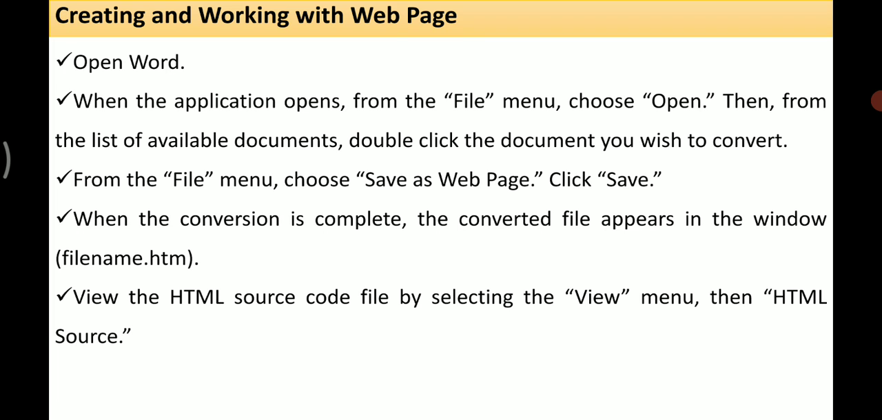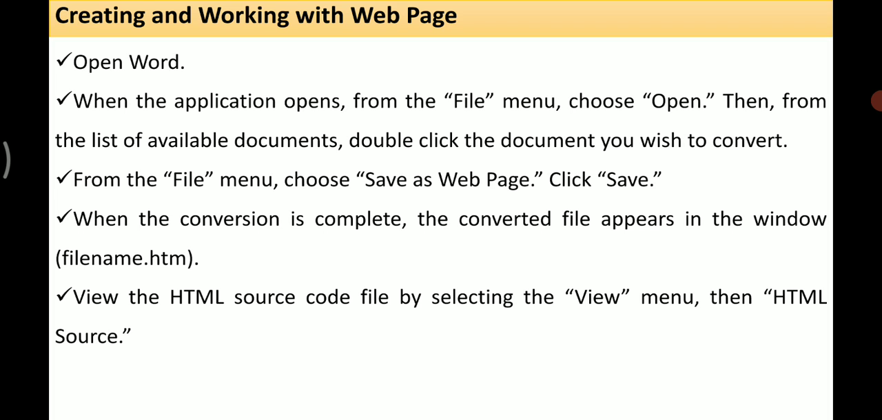From the file menu, we are going to choose Save as Web Page. Then we are going to click Save. Here you have to note that when you convert a document to HTML format, you will retain your original document as a separate file. The new HTML file will have the same file name, but a different file extension. The file extension will be .htm.